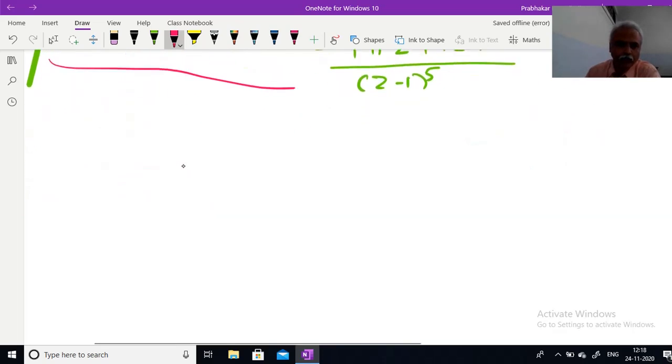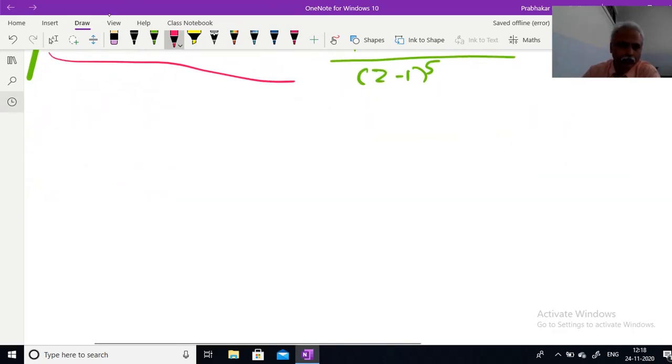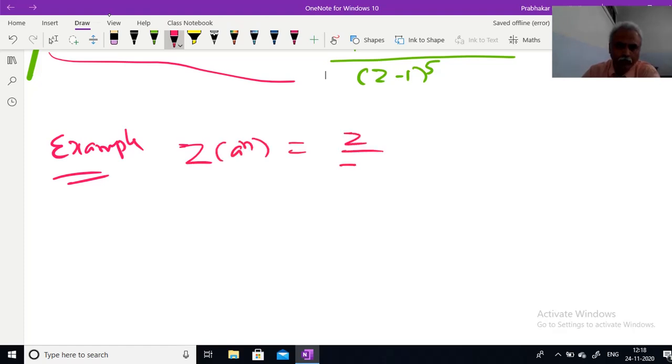So let us write some examples using z transform of a raised to n equal to z by z minus a. Let us get used to this. A equal to 2, 3, 4, minus 1 by 3, 2, I write. What is z transform of 2 raised to n? What is z transform of 3 raised to n? What is z transform of 3 by 4 raised to n?